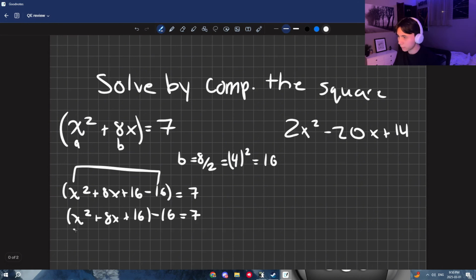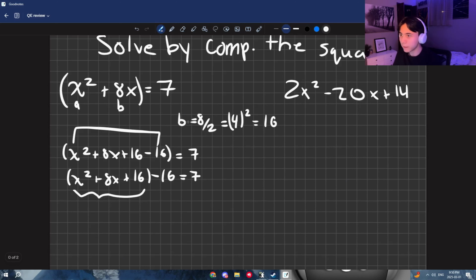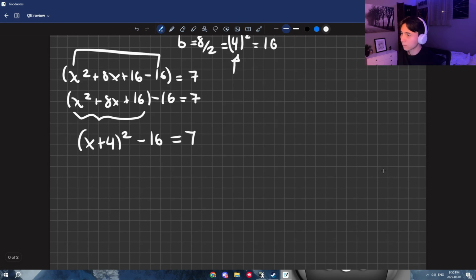So now we can actually group these up. And if you watched my last video, you know that when we divide our b value by 2, whatever we get, all we got to do is put an x in front of it. So we have x plus 4 in this case, since we have a positive 4, all squared, minus 16 equals 7. Now I'm going to add 16 to both sides, and you should get x plus 4 squared equals 23.